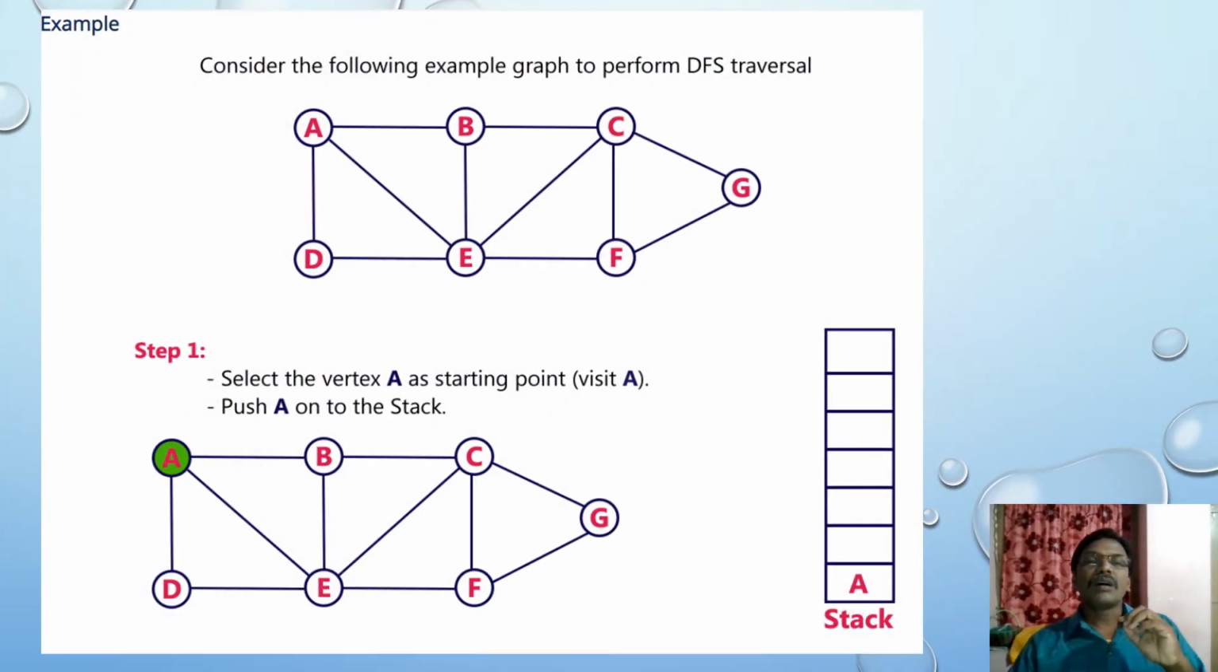For example, I am choosing some 7 vertices, undirected. In this, select vertex A as the starting vertex. I am choosing vertex A for the start. So mark that A, and in the same way that visited vertex is pushed to the stack. That is the first step.